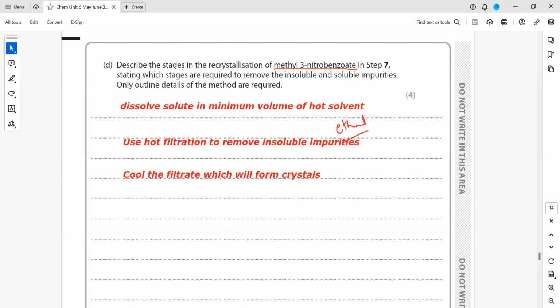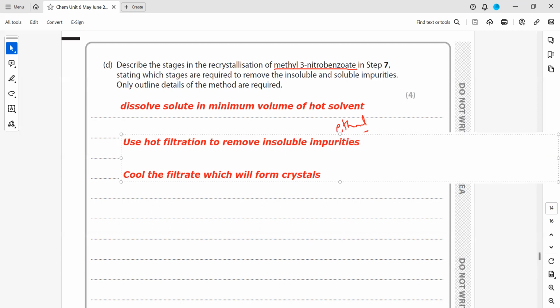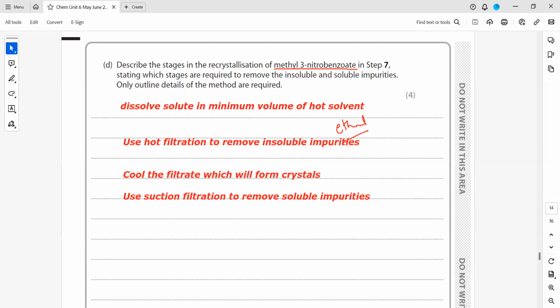And then we will do a suction filtration, the last point. A suction filtration removes soluble impurities, and it will leave behind the insoluble dry solid which we want. So these are the points you should always include.